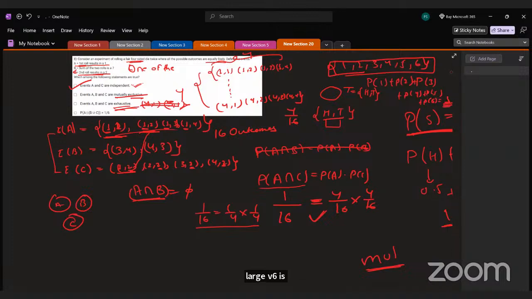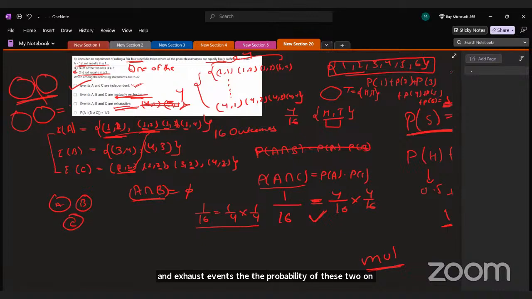So when we introduce mutually exclusive, that means two events have no intersection. Basically, they can't occur at the same time. And exhaustive means that adding the probabilities of these events will basically give the probability of the sample space, that will be 1.